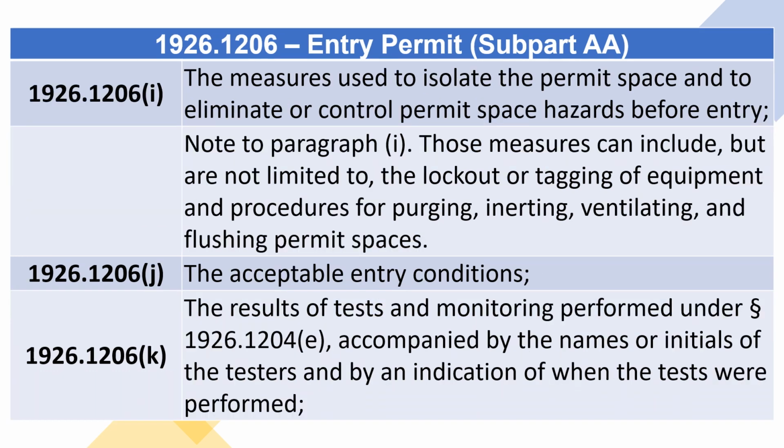(i) The measures used to isolate the permit space and to eliminate or control permit space hazards before entry. Note to paragraph (i): Those measures can include, but are not limited to, the lockout or tagging of equipment and procedures for purging, inerting, ventilating, and flushing permit spaces. (j) The acceptable entry conditions. (k) The results of tests and monitoring performed under Section 1926.1204(e), accompanied by the names or initials of the testers and by an indication of when the tests were performed.